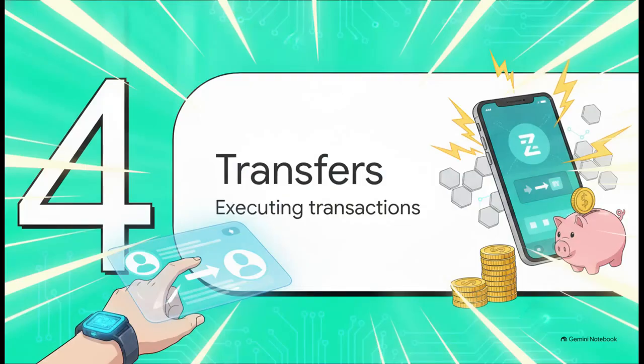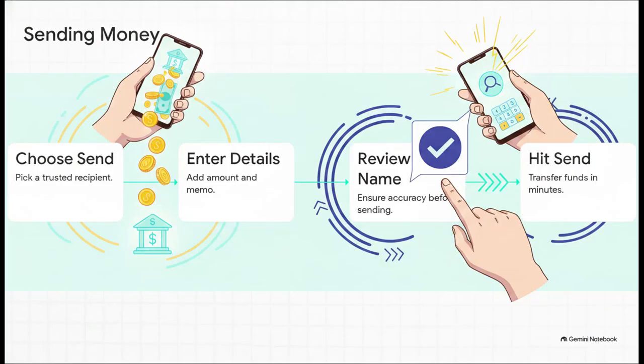Let's look at Section 4, sending and receiving money, executing your transactions. Time to actually move some money. So getting paid is basically automatic. The funds just drop right into your account once you're enrolled. Sending, on the other hand, is a manual process. You'll hit send, choose your trusted contact, enter the amount, and a quick memo.